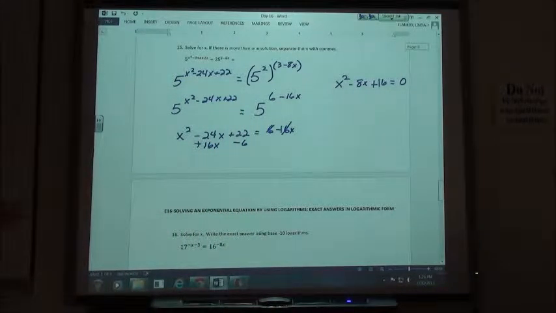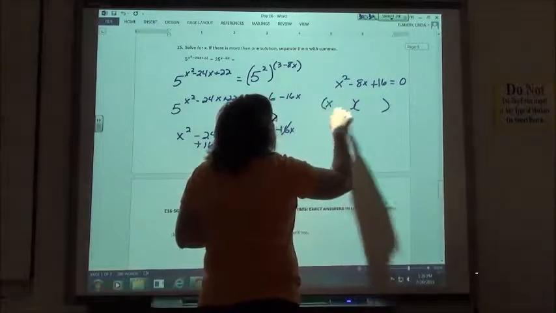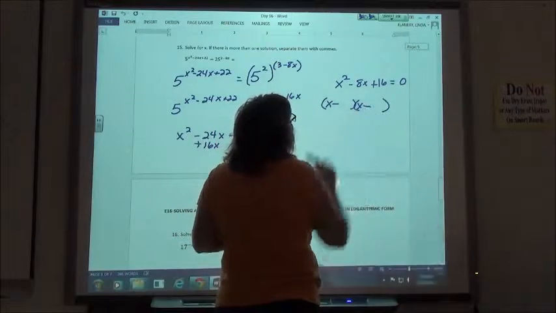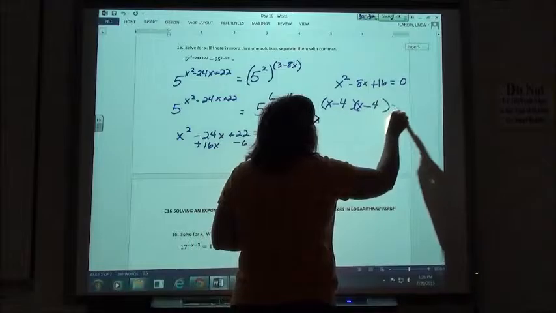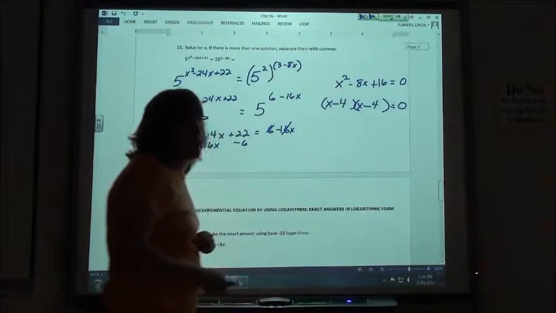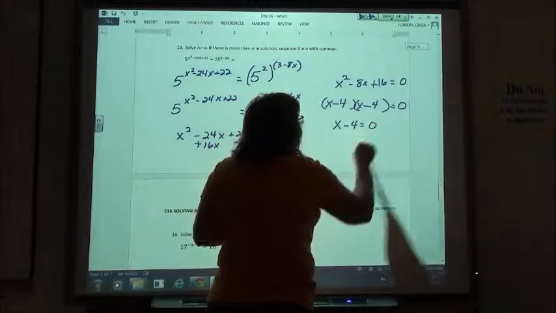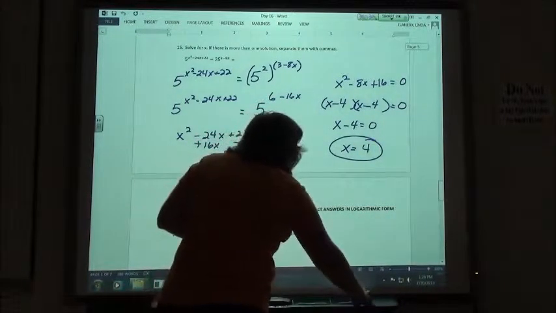Factoring, x and x. Since the end is positive, they're both same as the middle, a minus and a minus. Factors of 16 that add up to 8, 4, and 4. I have a double root, so that means I'm only going to have one answer. If x minus 4 equals 0, then x is going to equal positive 4, and that's going to be my solution.